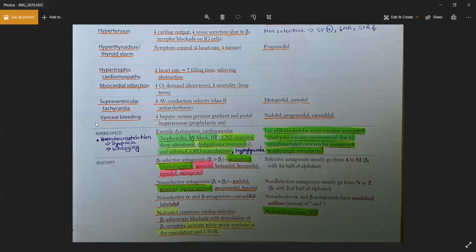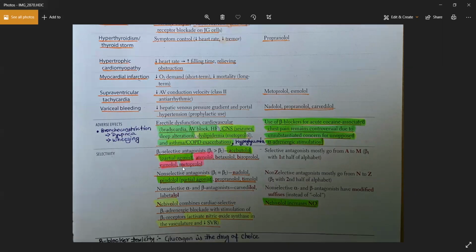To prevent the bleeding in the esophagus, you need to give the patient a beta blocker, so that dilation could be inhibited and vasoconstriction can occur in that area. So nadolol, propranolol, and carvedilol, always the non-selective agents must be used, not the cardioselective ones. Very important. So what are the adverse effects?